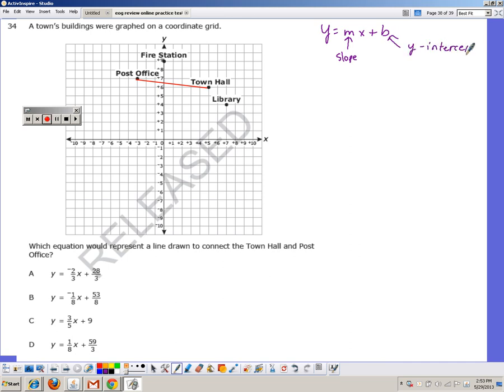To find the slope, when they give us 2 points, you're just going to use your slope formula. y2 minus y1 over x2 minus x1. When you look at your points, the post office is at -3, 7, and the town hall is at +5, +6.